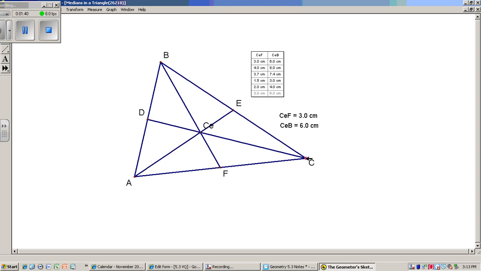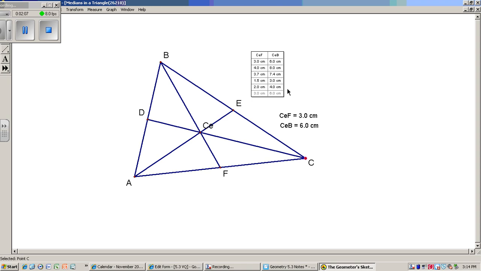But we were asked to find out something about the measure. So in this one, we were asked to find out what is the relationship between this measure from the centroid to the midpoint, so this segment CEF, and this other segment, the other part of the median, which goes from the centroid to the vertex, BCE. Right now, we see that CEF measures 3 centimeters and BCE measures 6 centimeters.